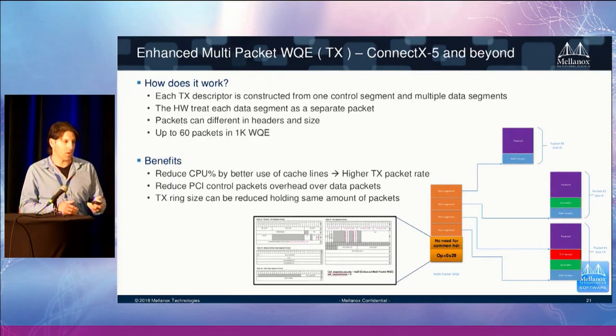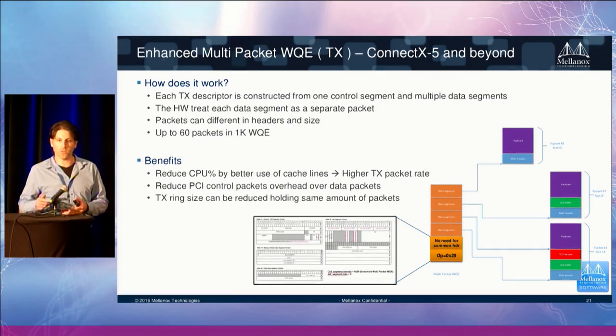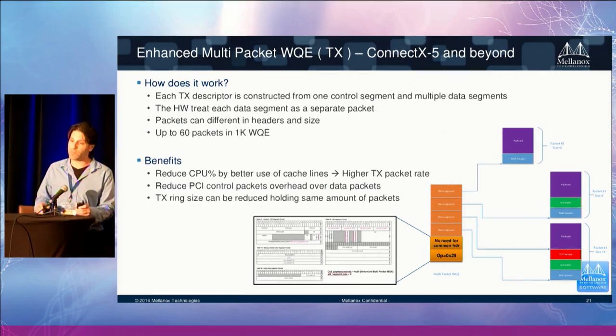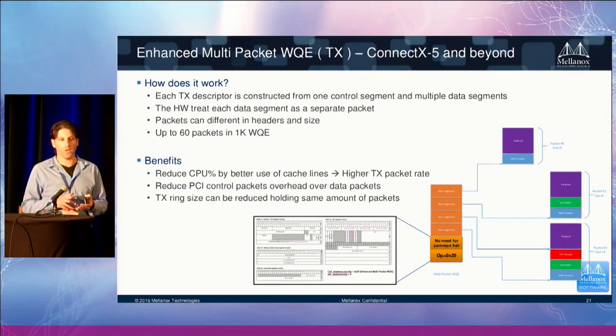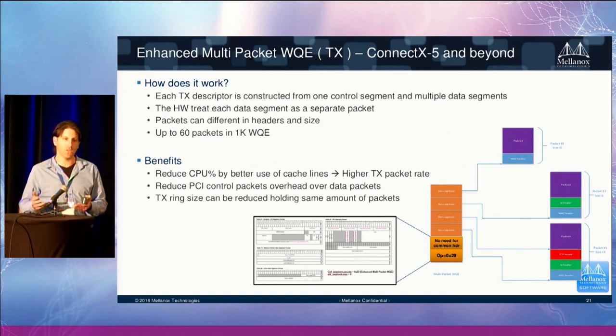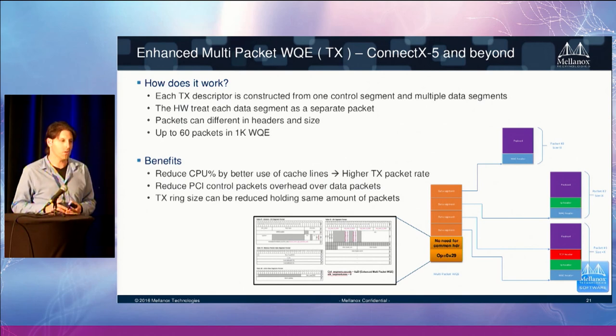until ConnectX-5. In ConnectX-5, we introduced a new feature called multi-packet WQE, or TX descriptor. In this feature, we can aggregate, or hang, more packets on the same transmit descriptor. It can be up to 60 packets if you increase the descriptor large enough to be 1K, which is the maximum. There is no obligation to have a shared header between those packets. It can be different MAC addresses, different TCP, different pointers all over the memory. You can just put the pointers into the TX descriptor and notify the hardware, and it will transmit it.